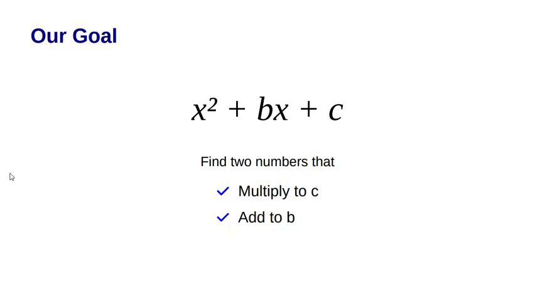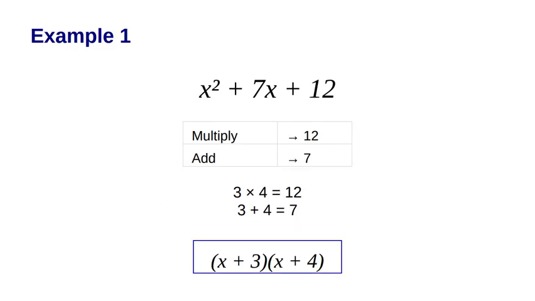So the simple idea is we need to find two numbers that add up to b, but when multiplied by each other equal c. I know that might sound confusing, but we're gonna go over a couple examples.